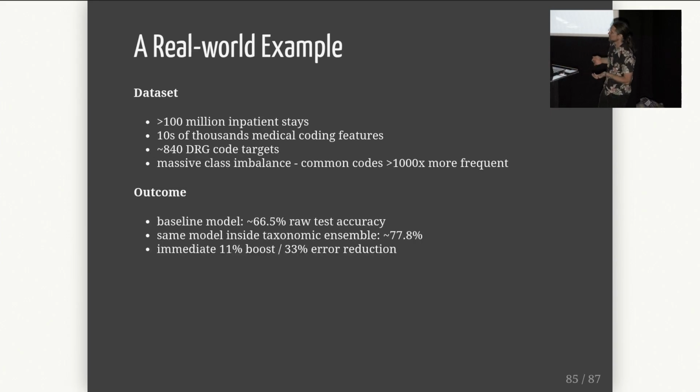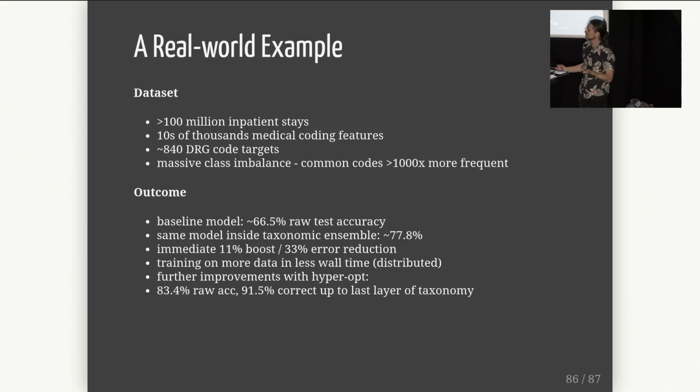So what we did was fit a baseline model just to kick the tires on this thing, no hyperparameter optimization. Then we stuck that inside the ensemble and got an immediate boost in accuracy, about 11% raw accuracy and a 33% error reduction. So that was a huge win. And it trains faster, for all the reasons I talked about earlier. Because it trains in less time, we can train it on more data. And because we can parallelize training, we can distribute it and get a lower wall time.